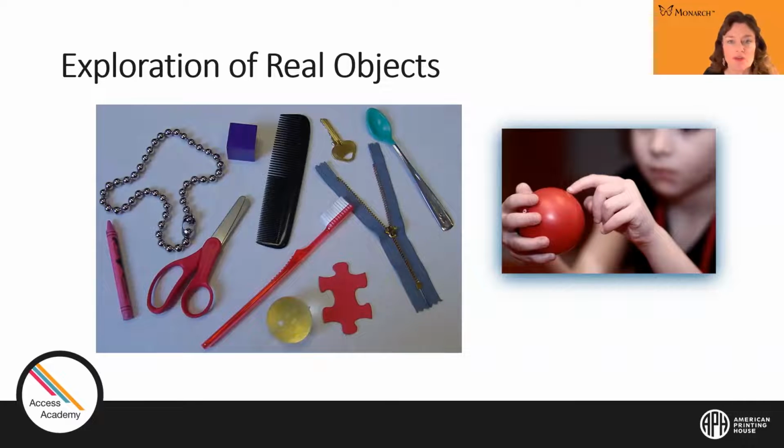So the first photo on this slide shows an assortment of real objects. These are real objects included in APH's Setting the Stage for Tactile Understanding and represent common objects within a child's environment that they can use to compare to similar objects at home. The second photo shows a young tactile reader actively exploring a real ball, using both hands together and tracing the contour of the ball and noticing other properties related to texture, weight, and shape.